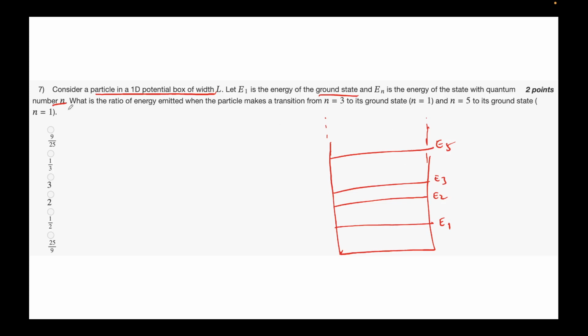So the question is the ratio of energy emitted when the particle makes a transition from n equal to 3 to the ground state. Let's say what is the energy emitted. So delta E31. Why E31? Because I want to go from E3 to E1, from this state to this state. This is my delta E31.